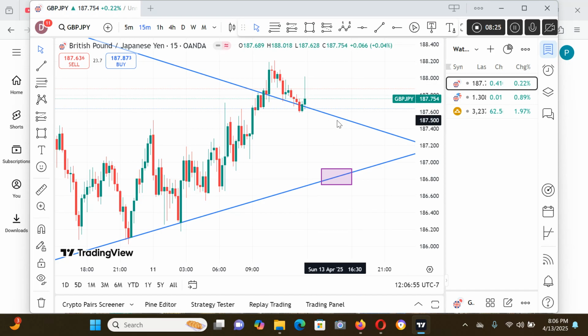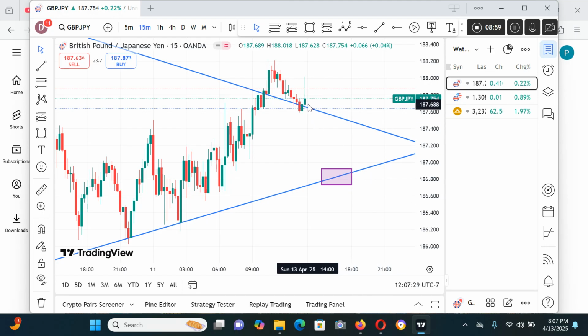But if the market did not come down here and it continues to go up, I will advise that we just wait patiently and see what the market will do, because the higher time frame is telling us that it's a downtrend, but the current time frame is telling us that it's an uptrend. So we will wait for the market to come down here, retrace, and then we'll look for opportunity to sell.